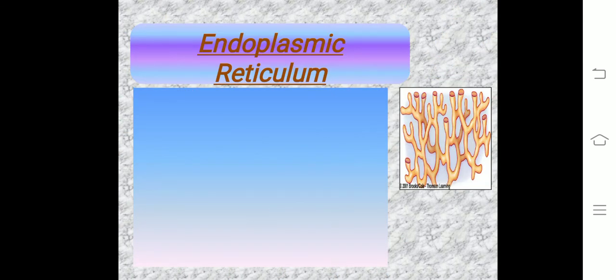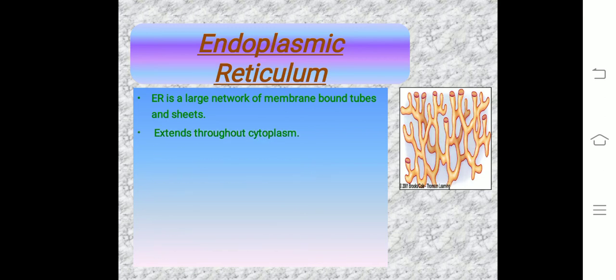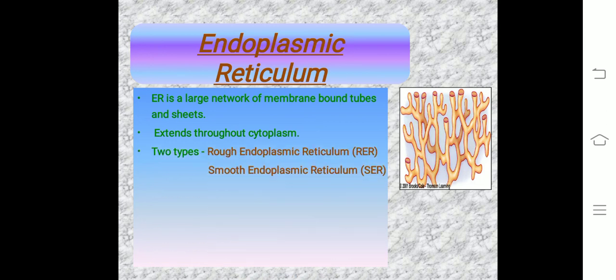Endoplasmic reticulum. The endoplasmic reticulum is a large network of membrane bound tubes and sheets. It looks like long tubules or round or oblong bags called vesicles. The endoplasmic membrane is similar in structure to the plasma membrane. It extends throughout the cytoplasm. There are two types of endoplasmic reticulum: rough endoplasmic reticulum (RER) and smooth endoplasmic reticulum (SER).